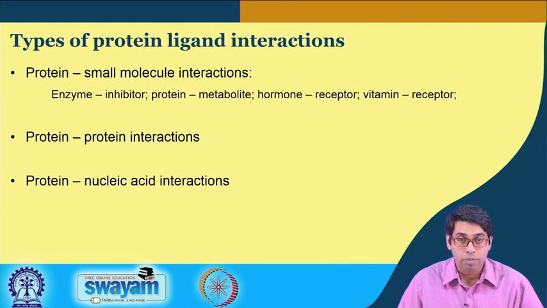For example, in gene transcription, there are transcription factors which bind DNA promoter sites. If you want to study the interaction of a transcription factor with a DNA promoter site, that will be an example of a protein nucleic acid interaction. Then there are also RNA binding proteins which bind and stabilize messenger RNA or other types of RNA. Those will again be examples of protein nucleic acid interactions.